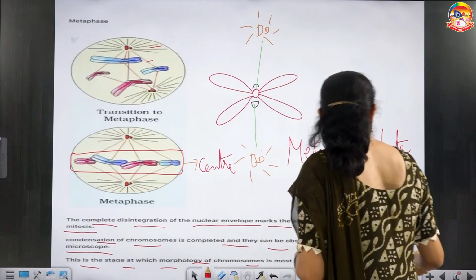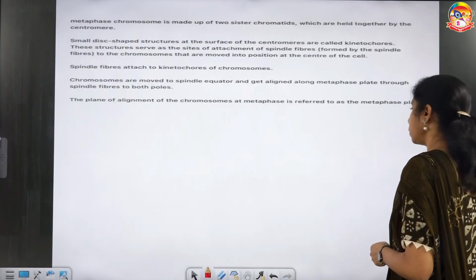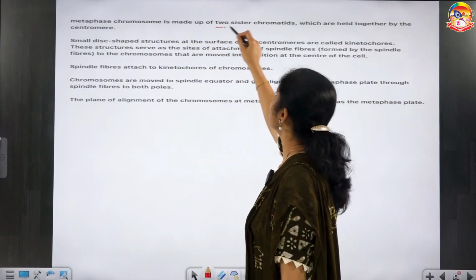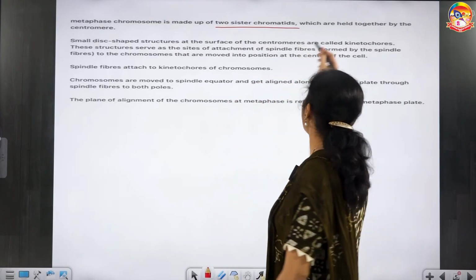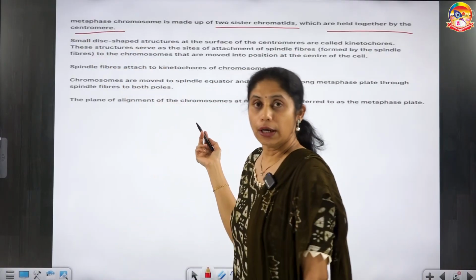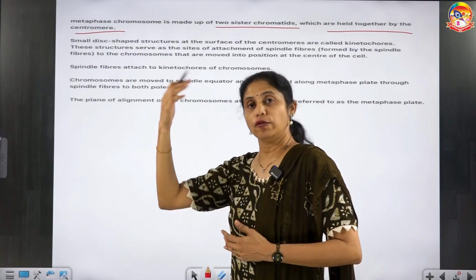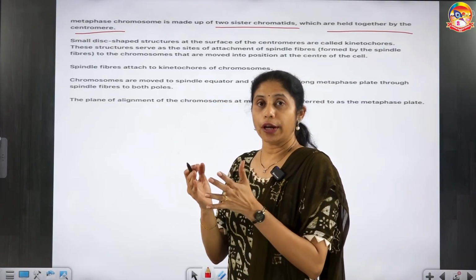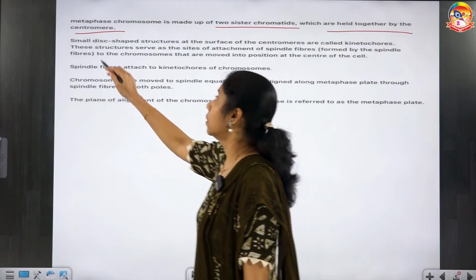Okay. Then a metaphase chromosome is made up of two sister chromatids and they are held together by a centromere. Already you know that two sister chromatids are there. They are actually formed in the S phase and G2, and now those two sister chromatids are joined at the center by the centromere.